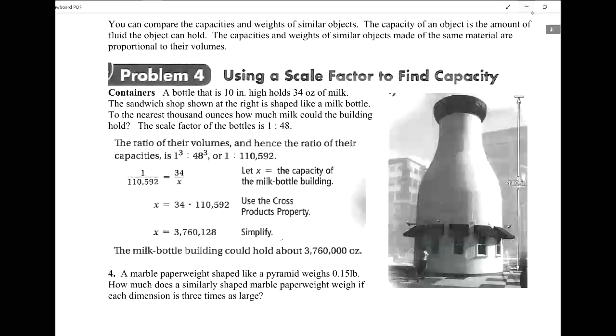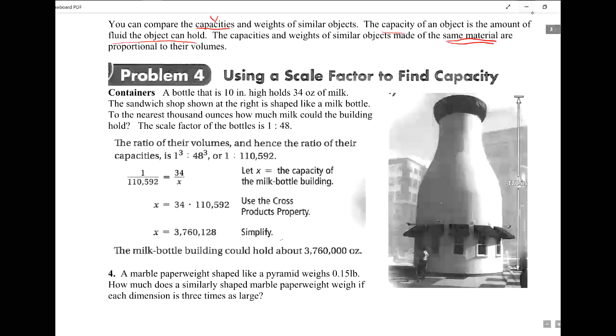All right, our last example of chapter 11 here. You can compare capacities. Capacity is just a volume and weights of similar objects. Weight is going to be similar to a volume as well. Weight is just mass, and mass just takes up space. So the capacity of an object is the amount of fluid that the object can hold. Capacities and weights of similar objects made of the same material.